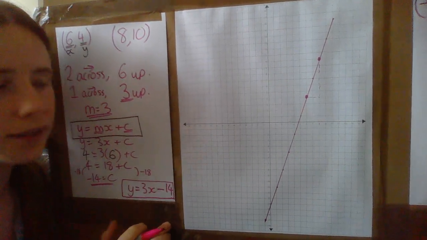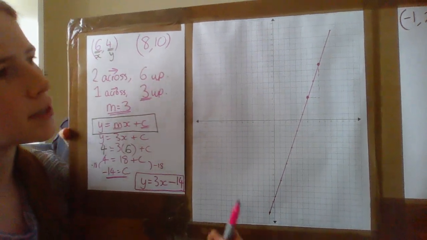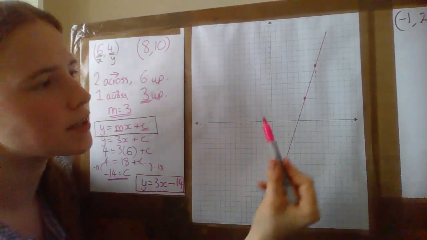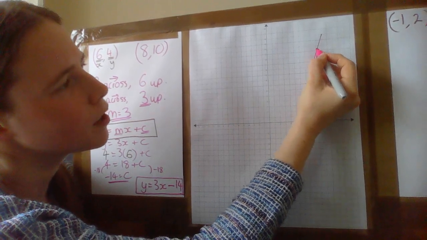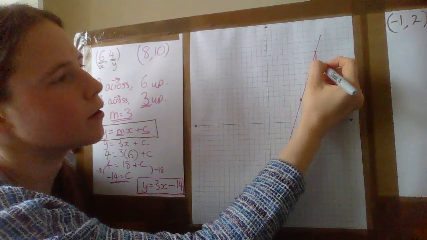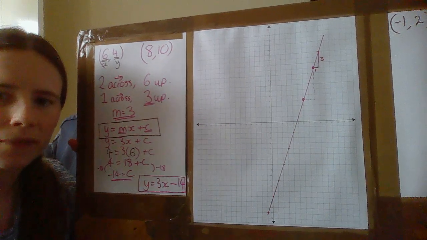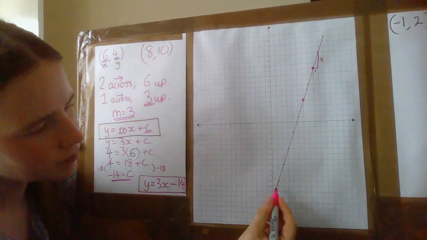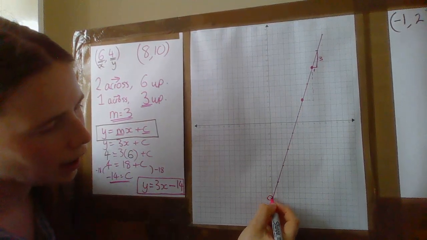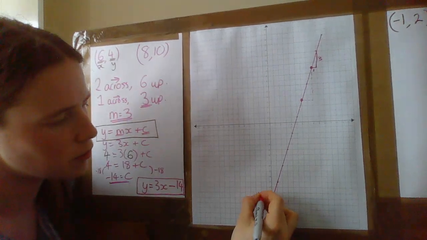Okay, so here is our line. I took my original 2 coordinates and drew a line through them. Now you'll notice if we look at one of the steps on this line, if we go 1 across and 3 up, we get back to the line. So 1 across, 3 up is where my gradient came from. And if we look at where the line crosses the y-axis, down here, it crosses at minus 14. Sorry, you won't be able to see that, but it says minus 14.